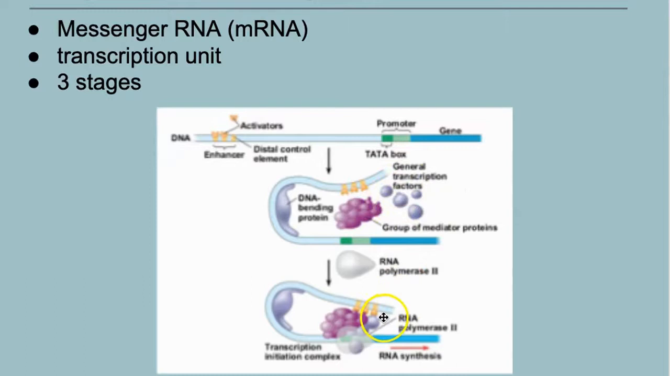Now, the last term that you need to know is the transcription initiation complex. So the transcription initiation complex is composed of these transcription factors. You can see them right here. And then you can see the DNA, and then these mediator proteins. The purpose of that complex is to allow for the binding of the enzyme that's responsible for building the RNA. And that's just RNA polymerase.